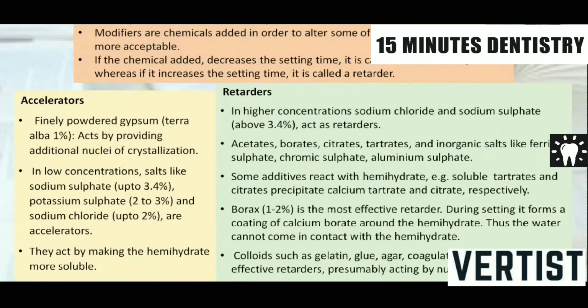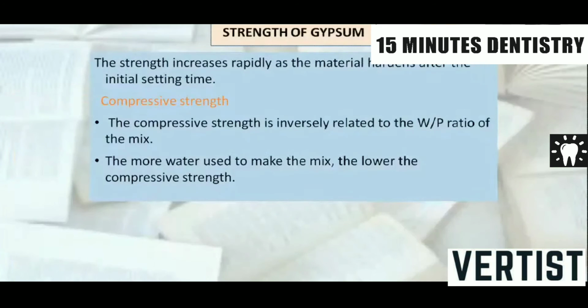Modifiers and accelerators: if you add salts at a lower concentration, that will hasten the reaction. But if you add a higher level of salts, or the concentration increases, or more salts are added, that will retard the setting reaction. Acetate, borate, citrate, and tartrate are the retarders that retard the reaction.